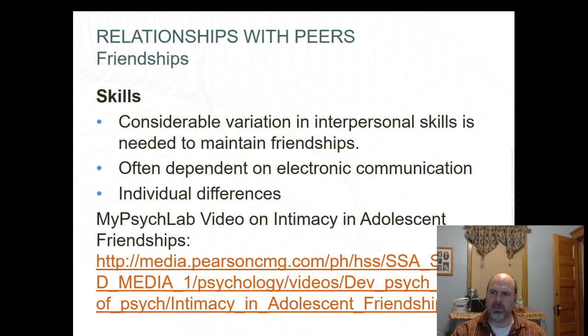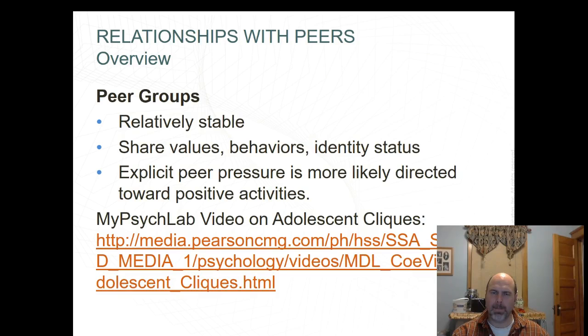Considerable variation in interpersonal skills is needed to maintain friendships. It's important to learn negotiation and conflict skills. The reasons for ending friendships reflect differences in the rate of development of social skills. Individual differences involve temperament, personality, experiences, and rate of social skill development. The importance of popularity and peer acceptance strengthens from elementary years and peaks in early adolescence. Here's a little video here on intimacy in adolescent relationships.